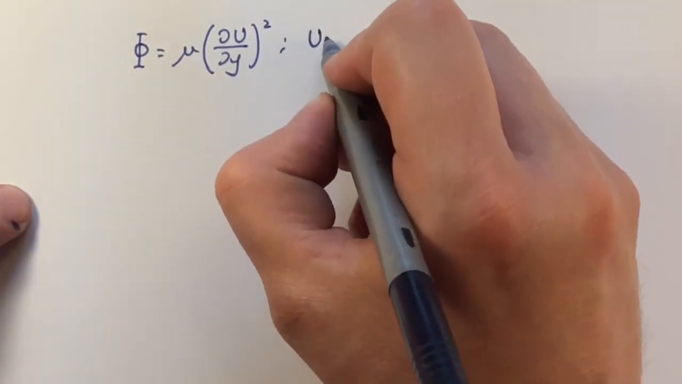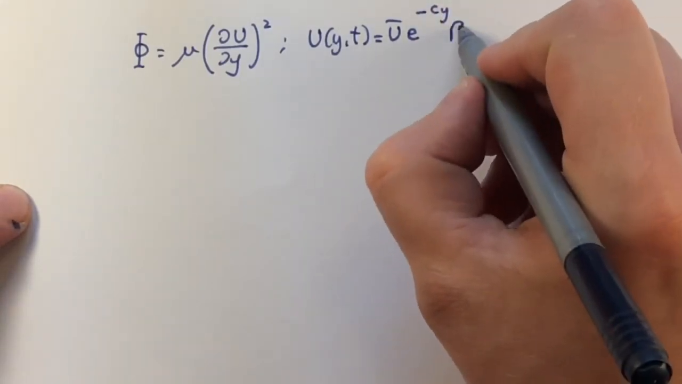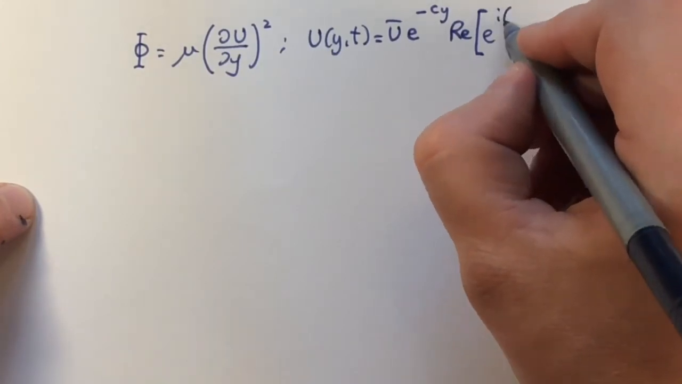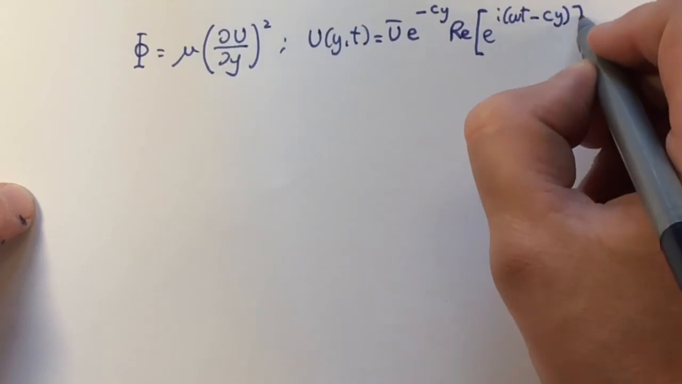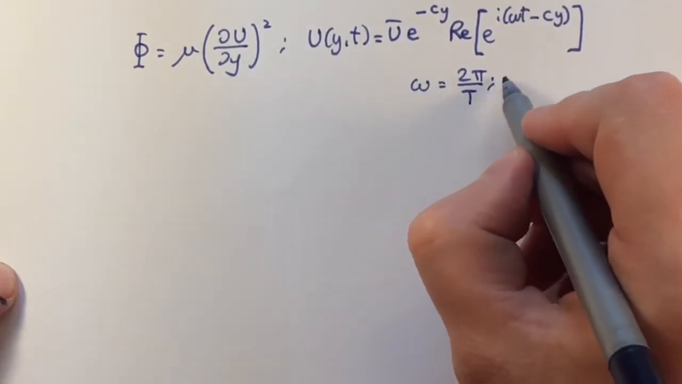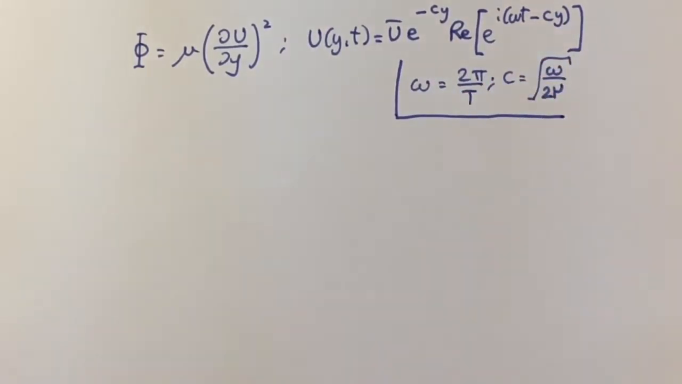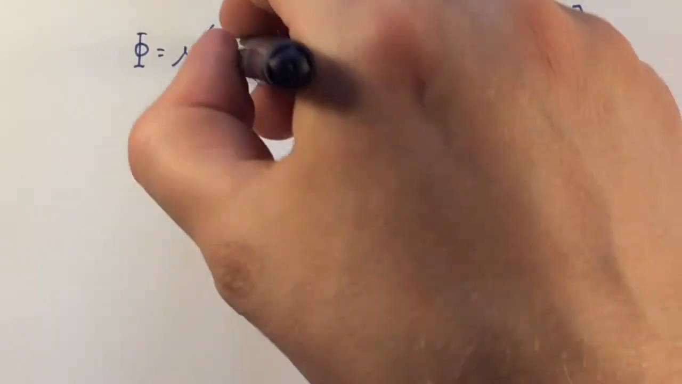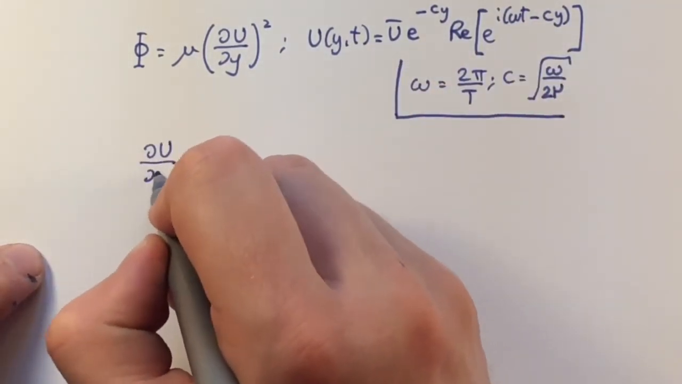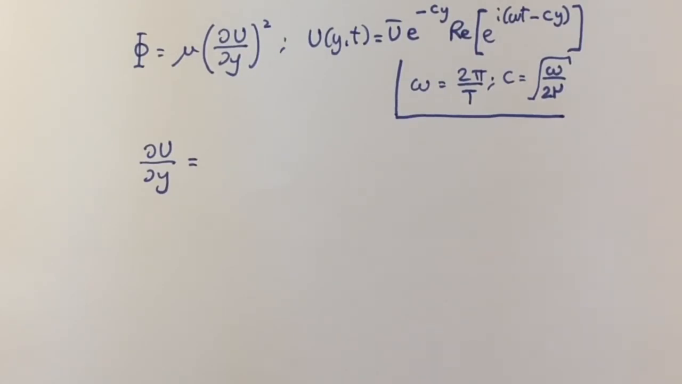Okay, so let's write the velocity again. U bar e to the minus c y, and then the real part of e to the i omega t minus c y. Okay, so this is a compact way to write it. We have, again, let's write it here for clarity, c equals square root of omega divided by 2 nu. Okay, so to find the power dissipated per unit volume, we have to take this expression and plug it into here. But first, let's find partial u partial y. So we have to differentiate this expression with respect to y. So that can be left as an exercise.